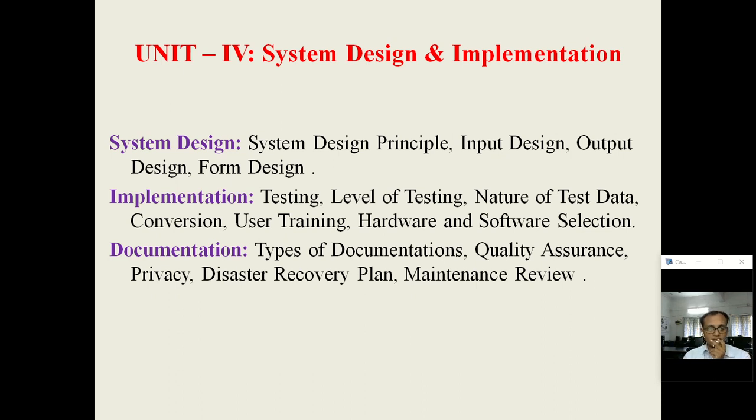Okay, and the next chapter is documentation. It means different types of documentation used in system designing. How to measure the quality of your system designing. So it includes quality assurance, then privacy, disaster recovery plan and maintenance review. So these are the different topics included in documentation. In this unit, first is system designing, second is implementation, and then documentation. In this way this is the total of 4 units of your paper, database management and system analysis.